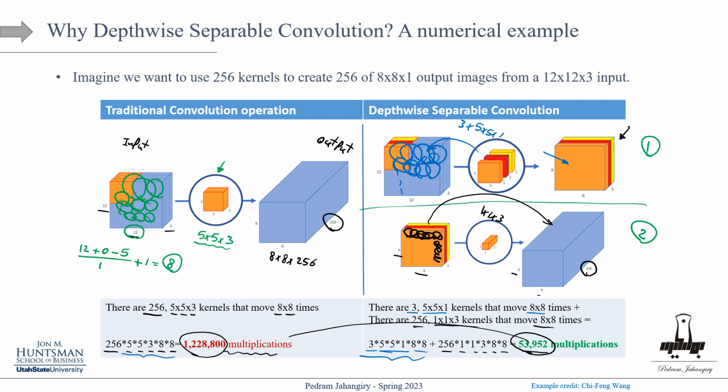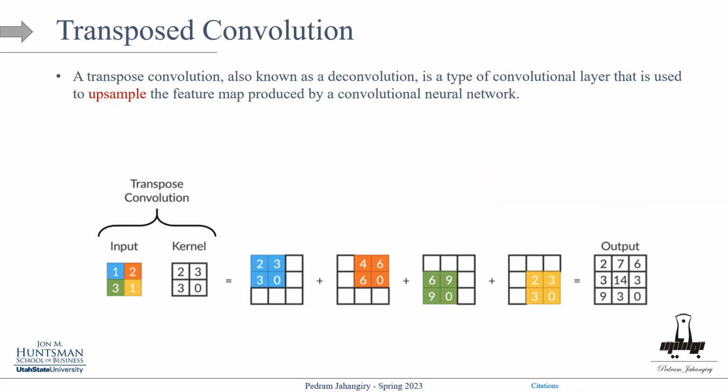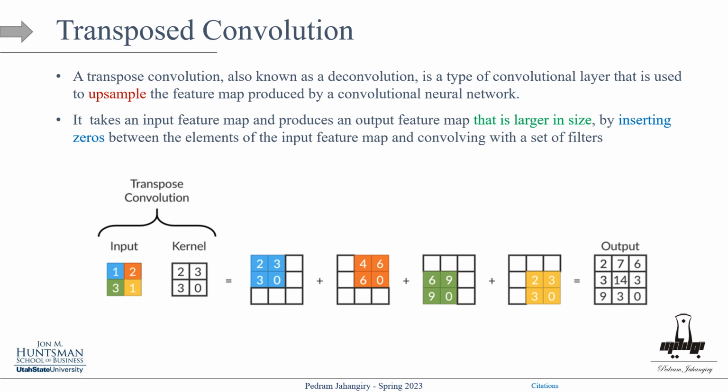So the last one that I want to cover is transposed convolution. It is called transposed simply because it uses a transposed version of the convolution operation to achieve upsampling. So it is a type of conv layer that is used to upscale or upsample the feature map produced by a convolutional neural network, right?